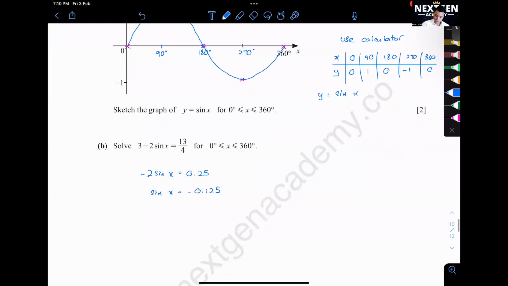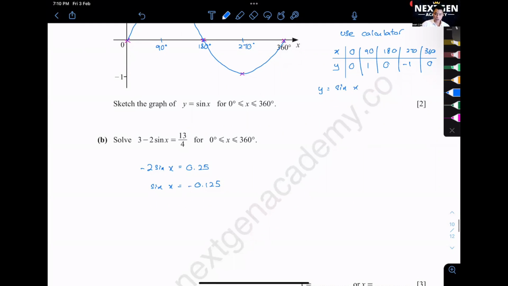Okay, over here, once we reach here already, do we straight away write shift sine -0.125? Do we put straight away the negative? No. So the first step is to rearrange to like this first: sine x equals to a value. This is step 1.